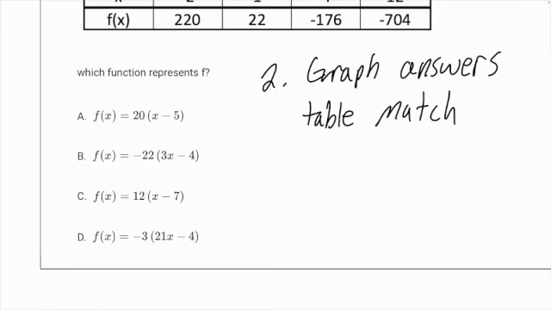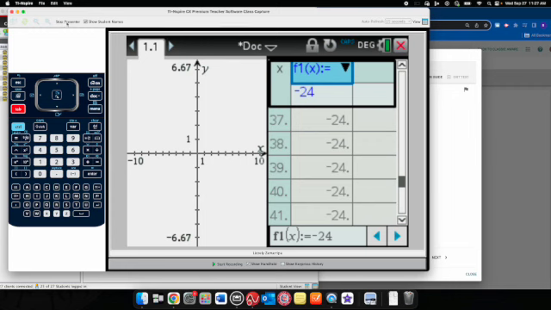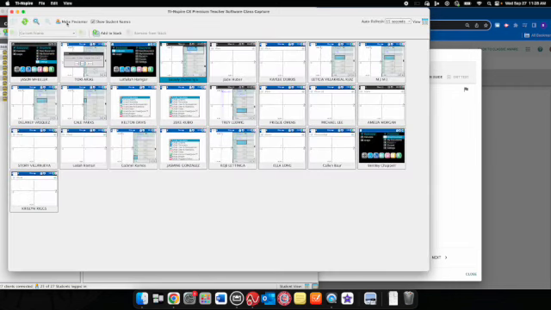Ella, can you do me a favor? Can you graph answer choice A? Callan, can you graph answer choice B? Kaylee, can you do C? And Tori, can you do D? So guys, I'll let you graph those answer choices there. I'm going to pull up Ella's real fast. There she is.